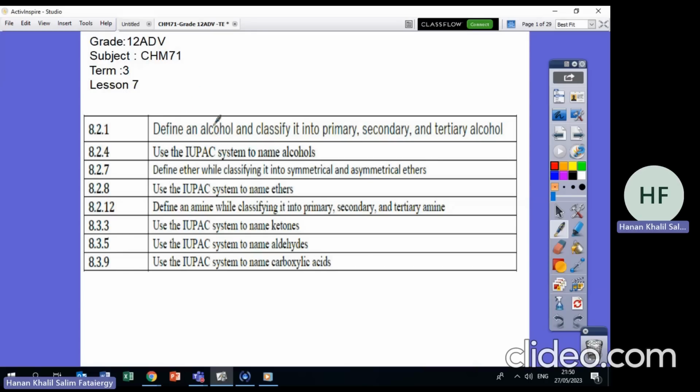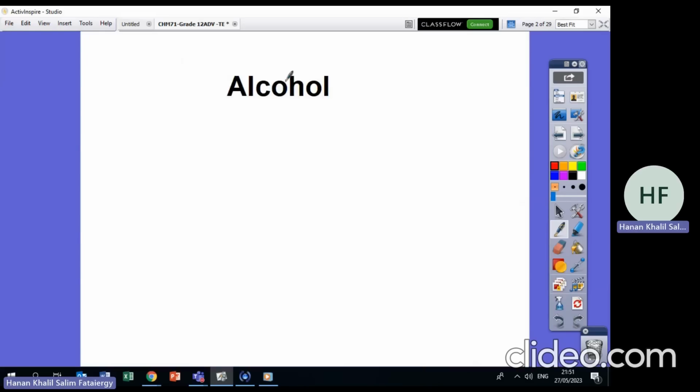Initially, we will start by defining an alcohol and classifying it into its types, and then we will name the alcohols. Next, we will start with the ethers and classify them into their types, and we will learn how to name them. And then we will do the amine, and also we will define its types. This is all lesson 7. Now in lesson 8, you need to know 3 things: how to name ketones, how to name aldehydes, and how to name carboxylic acids. Okay, so initially we will start with alcohols.